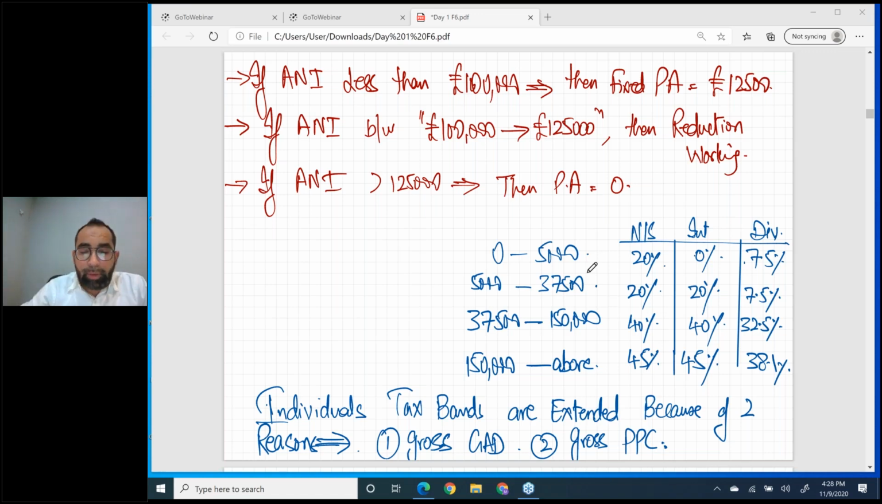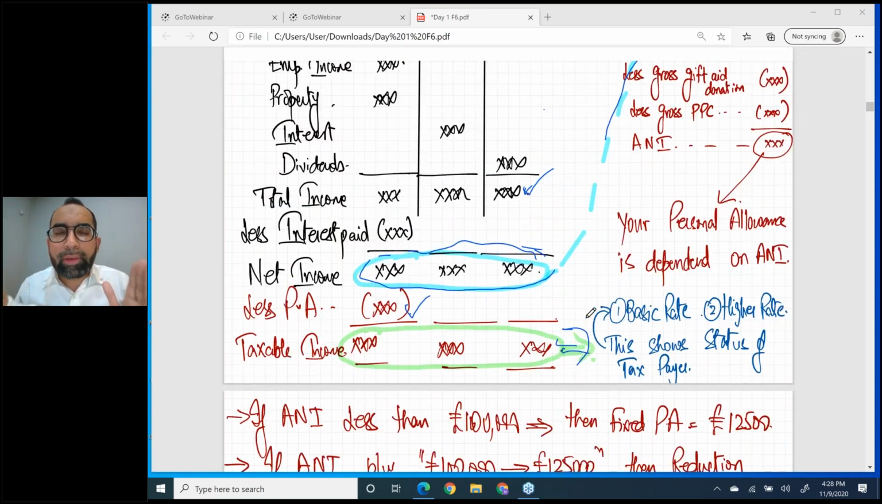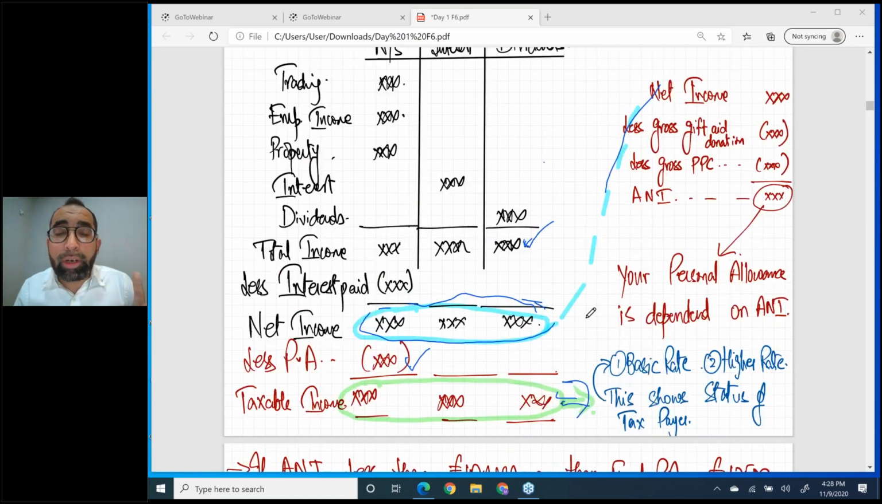Now one more thing. For this qualifying interest, look at the screen. For this qualifying interest and personal allowance, what is the priority? Always deducted from non-saving income first, then interest, and then dividend. If something is left, then go to interest. If something is left, then go to dividend. Okay, right? This is the order.